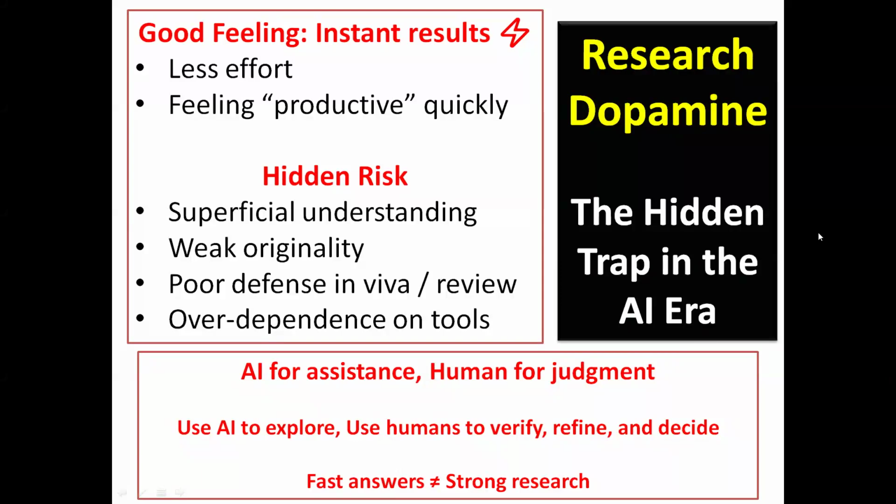We should use AI only for assistance. We must use AI for content generation, but its analysis is required. We have to verify, refine, and decide how much we have to use it. Hidden risk, which are the hidden risks?